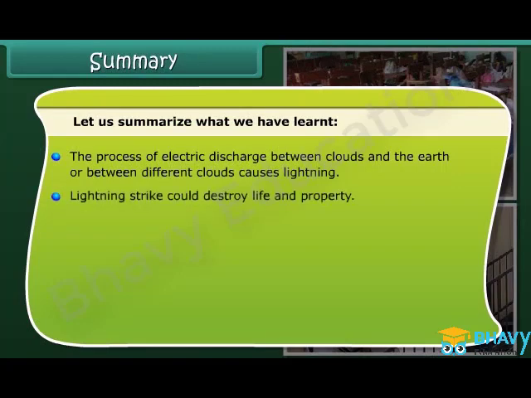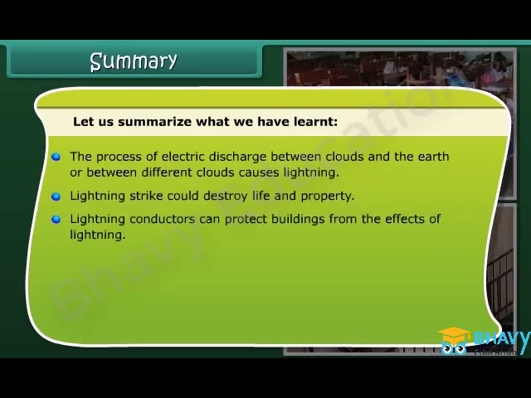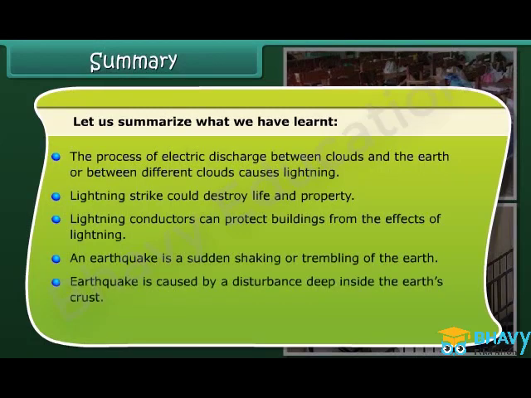Lightning strike could destroy life and property. Lightning conductors can protect buildings from the effects of lightning. An earthquake is a sudden shaking or trembling of the earth. Earthquake is caused by a disturbance deep inside the earth's crust. It is not possible to predict the occurrence of an earthquake.